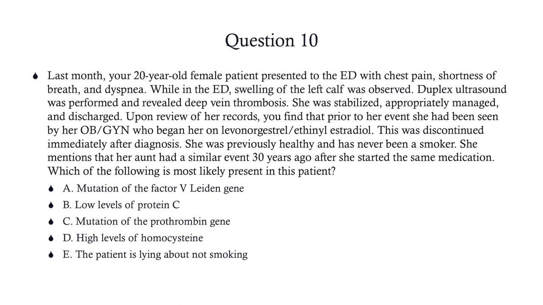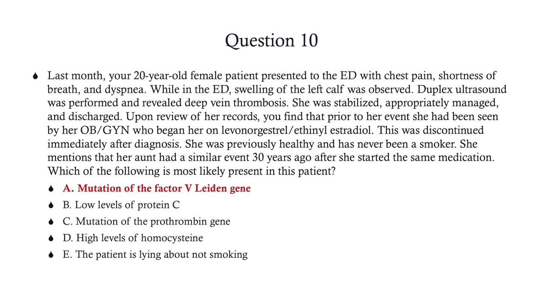discontinued immediately after diagnosis. She was previously healthy and had never been a smoker. She mentions that her aunt had a similar event 30 years ago after she started the same medication. Which of the following is most likely present in this patient? Is it A, mutation of the factor V Leiden gene, B, low levels of protein C, C, mutation of the prothrombin gene, D, high levels of homocysteine, or E, the patient is lying about not smoking?